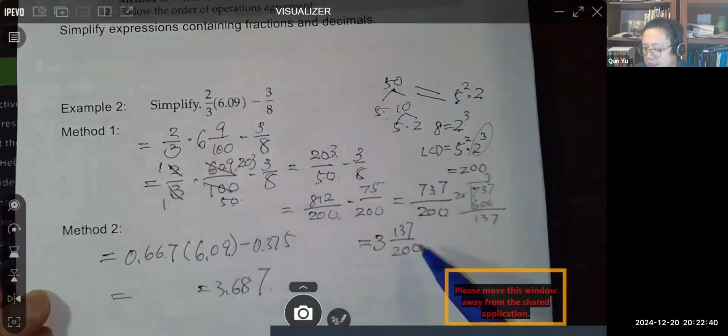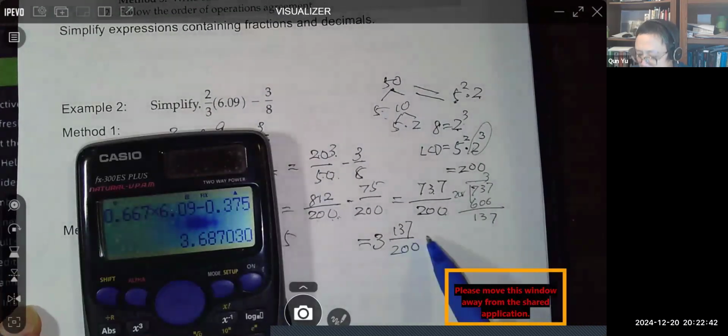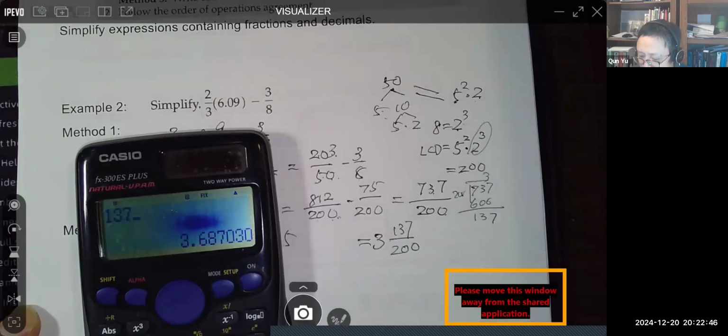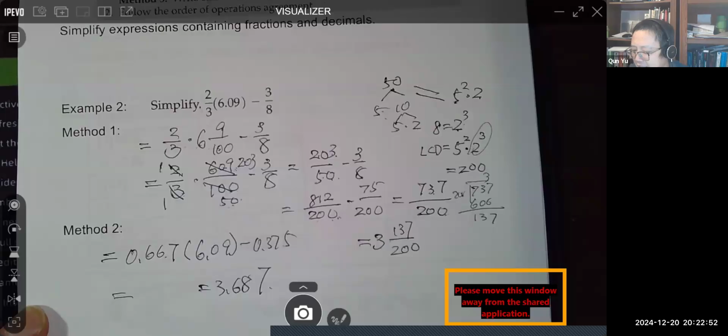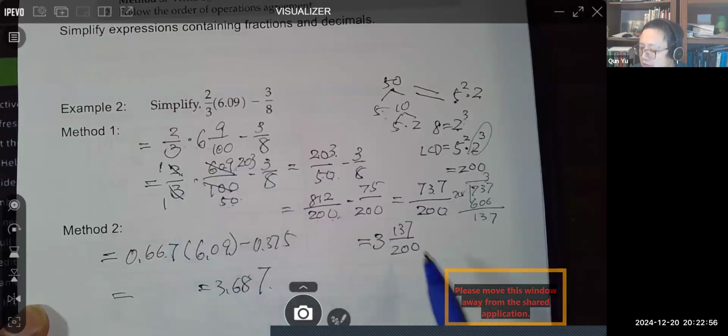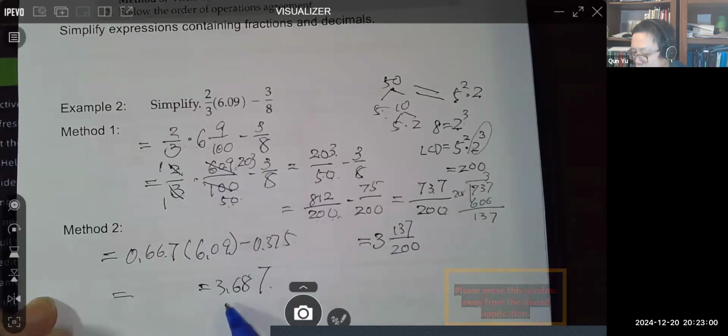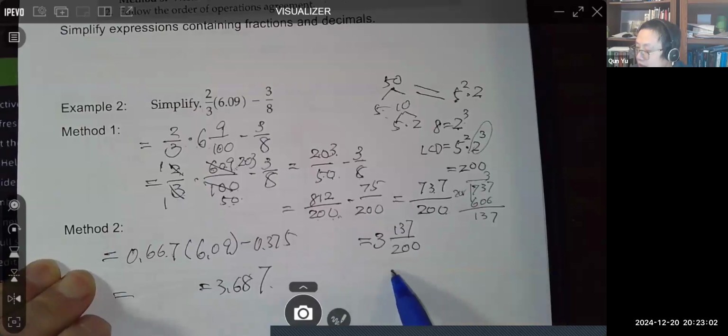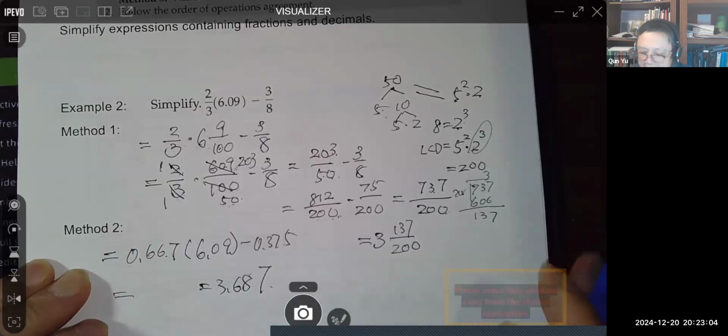So if I try this one, 137 divided by 200, see what do we get? Just curiosity. 0.685. This is 0.687. So that's why this is rounded up. You get a little bit more. But if you round everything to 2 decimal digits, they're going to be the same. 3.69. The other one also 3.69.